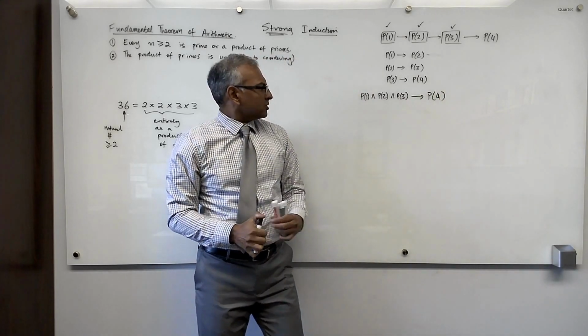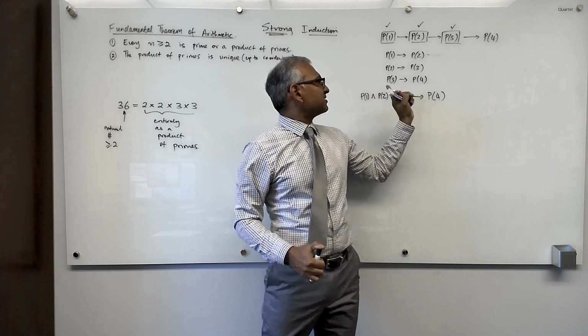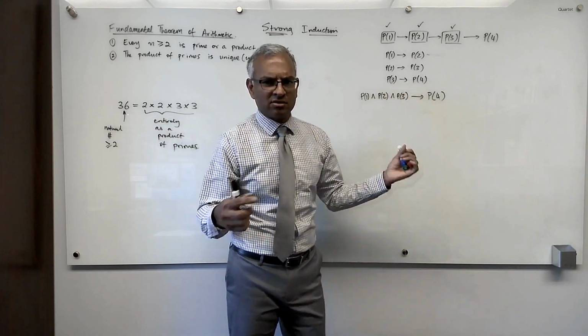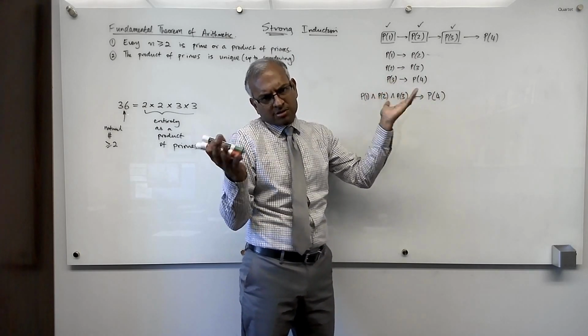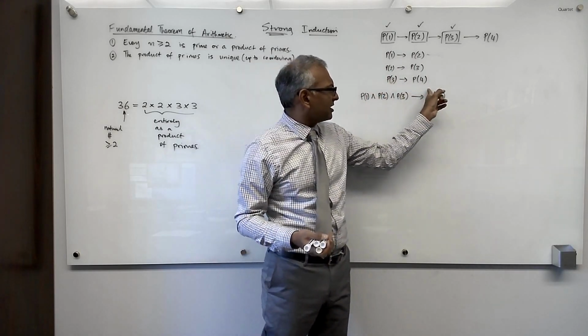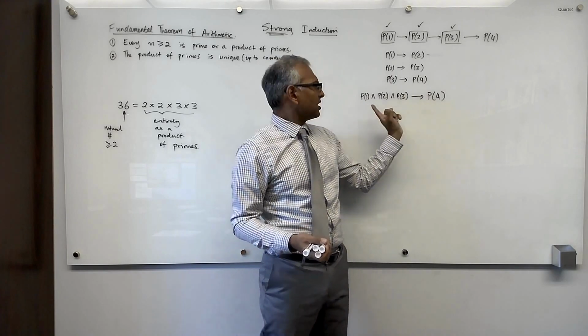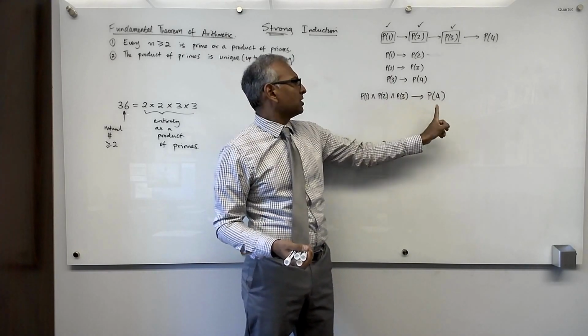Okay? So if we have proved this link instead of this link, so the normal induction proves this link. Okay. But suppose, just imagine that instead of proving this link, we have proved this link, that P of 1, 2, and 3 implies P of 4.